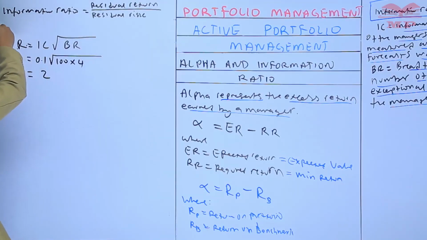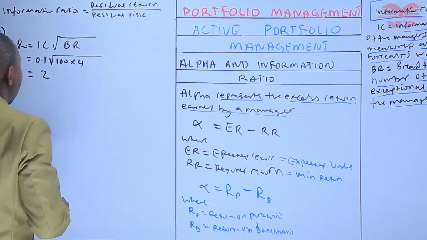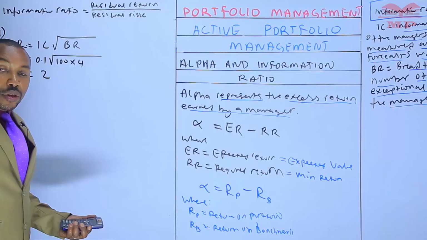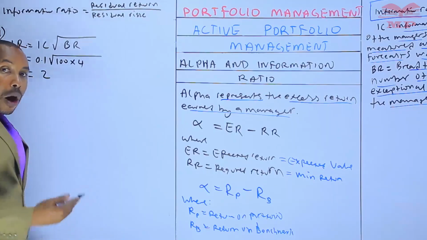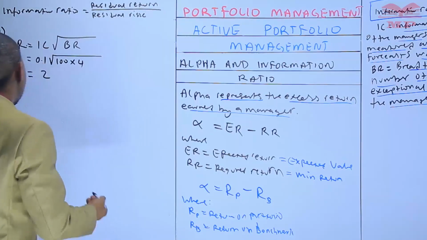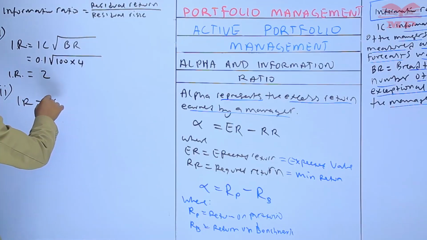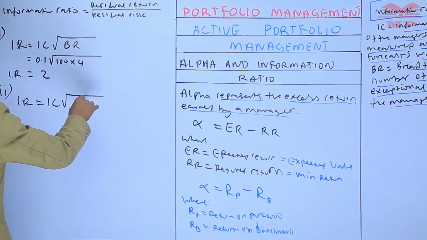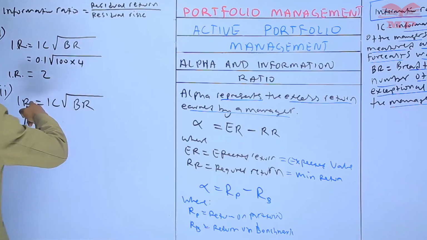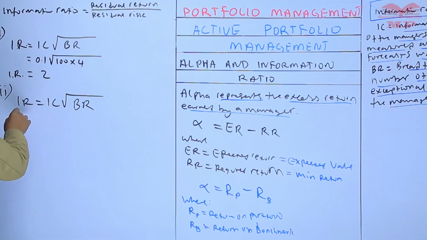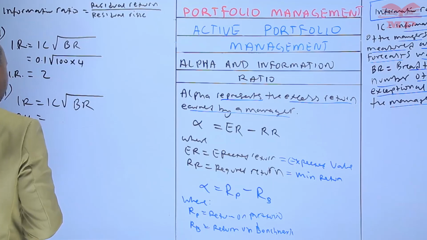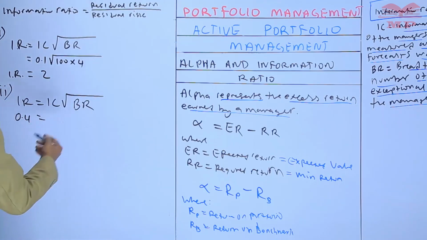So this was part 1, and part 2 was giving us a scenario where the manager had an information ratio of 0.4, and asking how many stocks are required. We have the same formula over here. The information ratio is given as the information coefficient times the square root of the breadth of the market. We're saying that the information ratio is 0.4, and the information coefficient remains the same. How many stocks do we actually need?